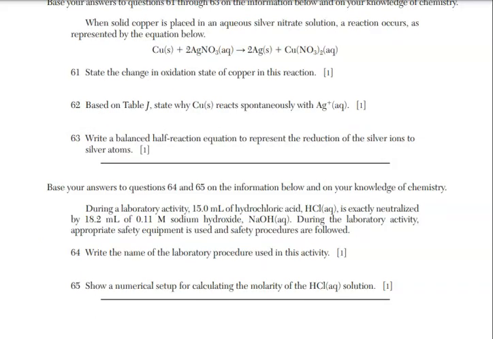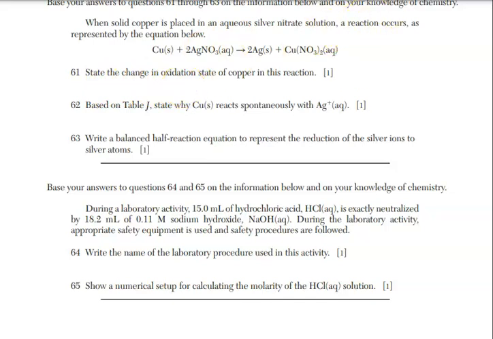For 61 through 63, we're looking at this reaction here of copper as a solid with silver nitrate, and then we get silver and copper nitrate solution. 61, state the change in oxidation state of the copper.